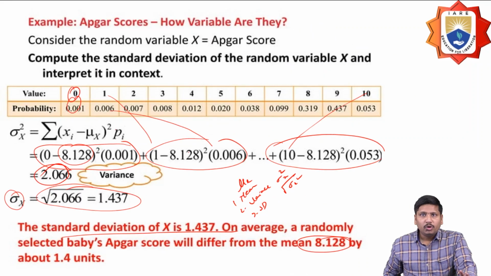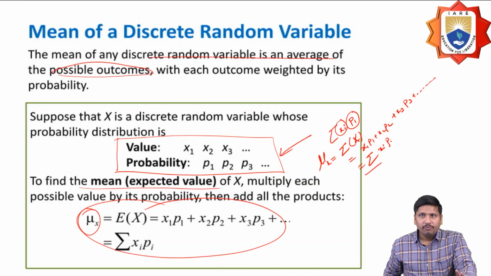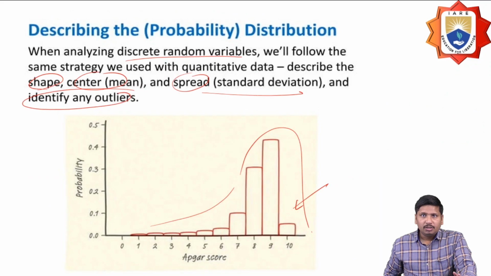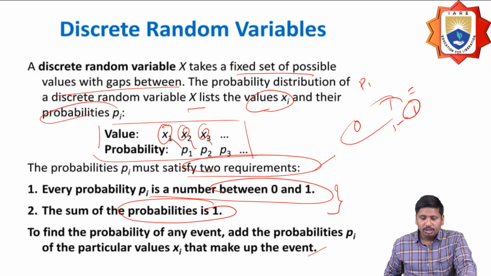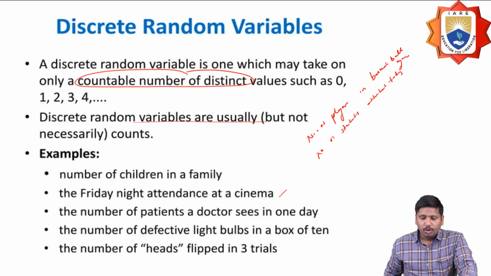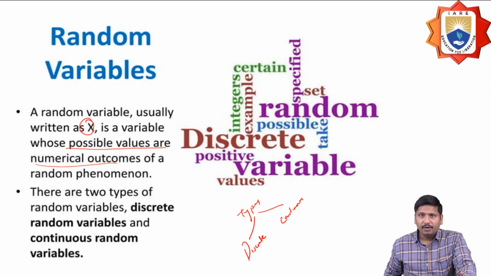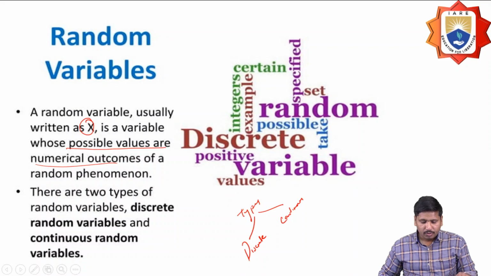So like this we're going to calculate the different types of variables in probability distribution. So we're going to have a random variable. This random variable is going to specify the set of values that should be the numerical outcome of the random phenomenon. And two types of random variables are available. The first one is discrete and the second one is continuous.